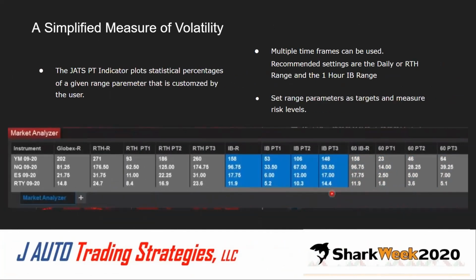And then again, just to recap what I've done, the PT indicator plots the statistical percentages of that range parameter that you can customize. So you can put it on a weekly or a monthly or a daily or an RTH session or that 1 hour initial balance. And I use it with the opening price, and you can also put a different distribution on it with the closing price also, because the algos trade to both.